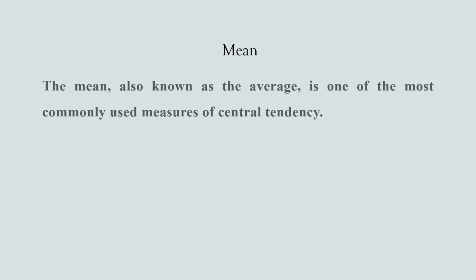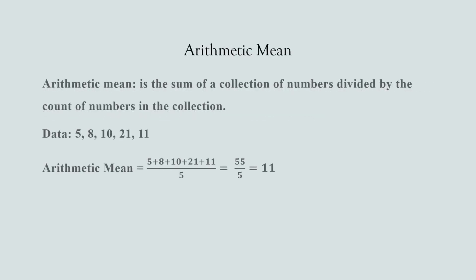The mean, also known as the average, is one of the most commonly used measures of central tendency. There are two different measures of mean that we want to discuss. 1. Arithmetic mean is the sum of a collection of numbers divided by the count of numbers in the collection. Consider an example. We have data on the ages of 5 YouTubers. The ages are 5, 8, 10, 21, and 11. The average age of the YouTubers is equal to the sum of all their ages divided by the total number of YouTubers. That average is 11.